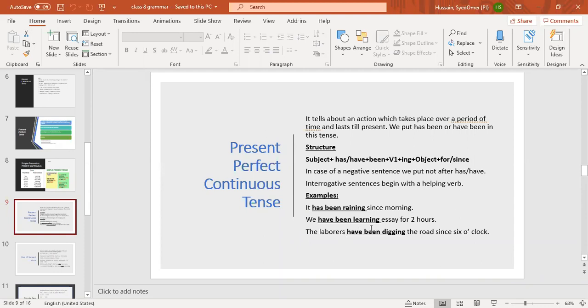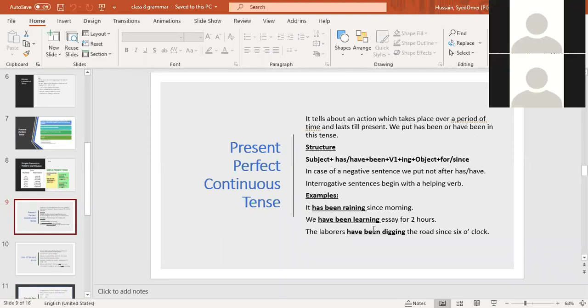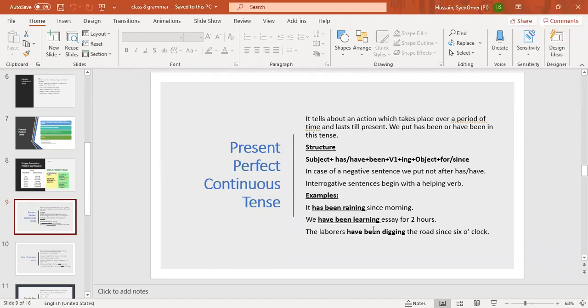We have been learning essay for 2 hours. We are learning essay, a simple sentence, but I haven't mentioned for how long we are learning. If I mention a time period, it becomes perfect continuous. If I do not mention, it is only continuous. If I mention, it becomes perfect continuous. We have been learning essay for 2 hours. The laborers have been digging the road since 6 o'clock.